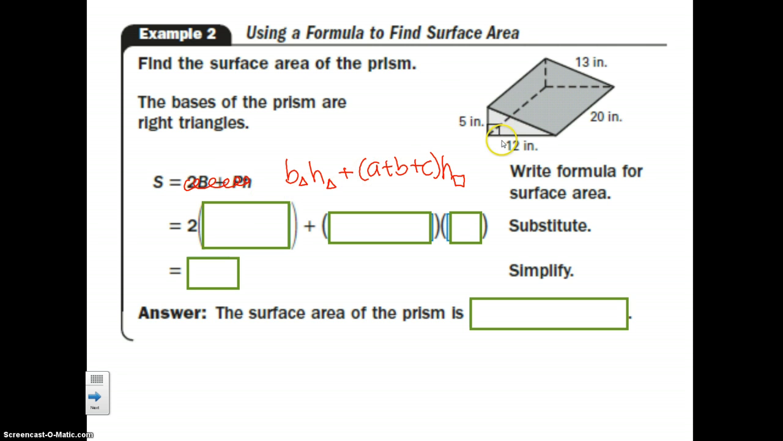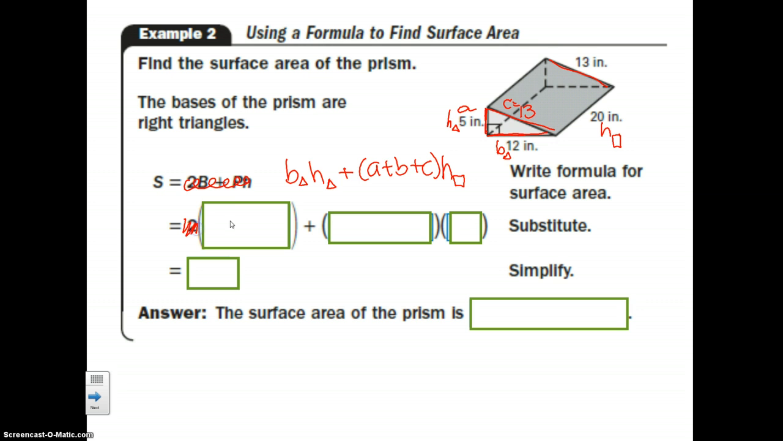So let's identify the parts. Here's the triangle. So here's the base of the triangle. Here's the height of the triangle. The 3 sides of the triangle, well, here's B. I can also say that 5 is A, and this side right here is the same as this side. So that means that C equals 13. That means 20 is the height of the prism.